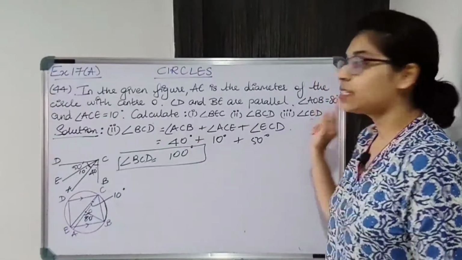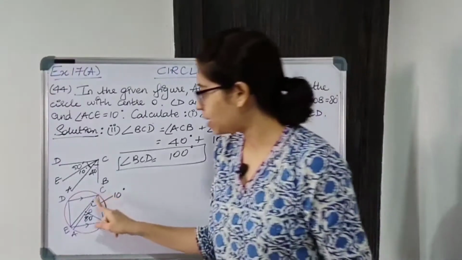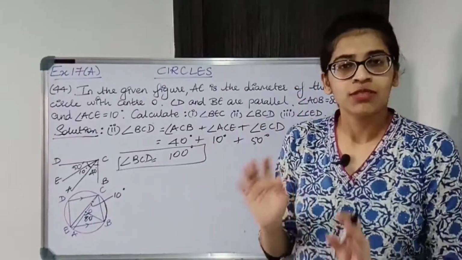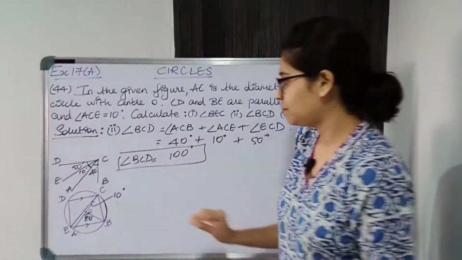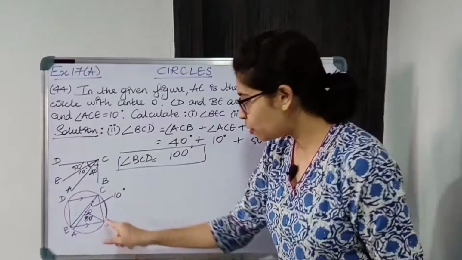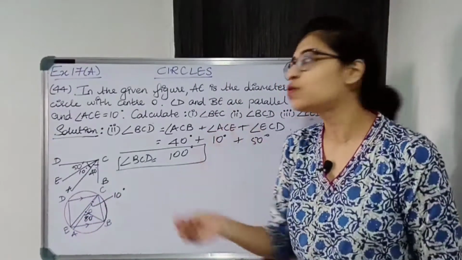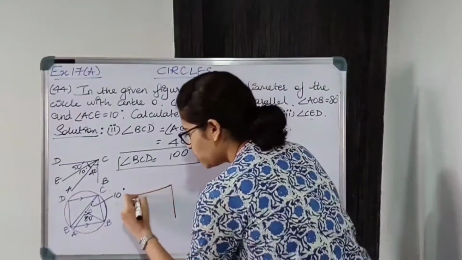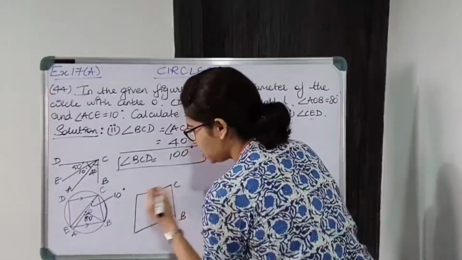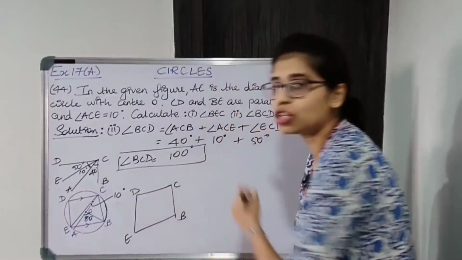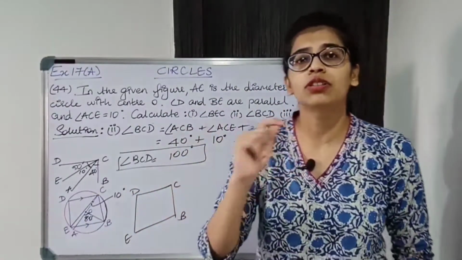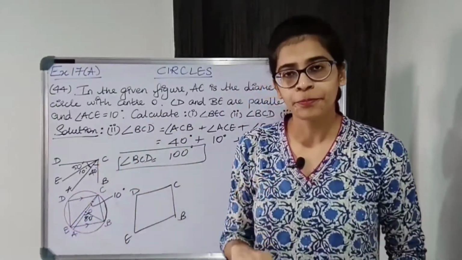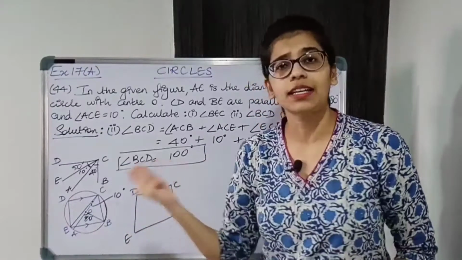Now coming to angle CED. Angle CED find करना है हम लोग को. Okay, now this one is very easy. BCD जो हम लोग ने find किया और BEC find किया है students, that will be useful in finding angle CED. Notice this quadrilateral BCDE. It is a cyclic quadrilateral because all these vertices are lying on the circumference of the circle. All these points are touching the circumference of the circle. Therefore this quadrilateral is a cyclic quadrilateral.